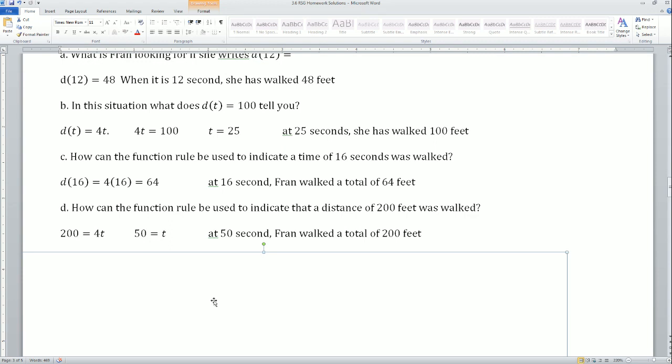D. How can the function rule be used to indicate the distance of 200 feet walked? Again, you set it equal to 200 equals 4t. Solve for t. t is equal to 50. So at 50 seconds, Fran walked a total of 200 feet.